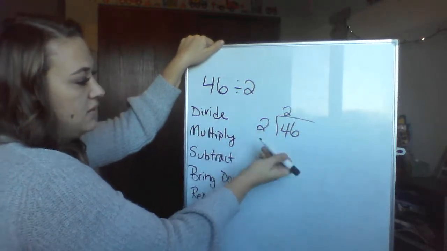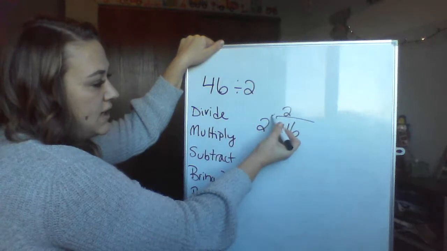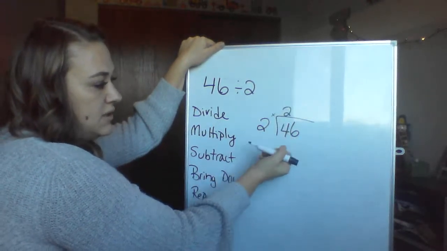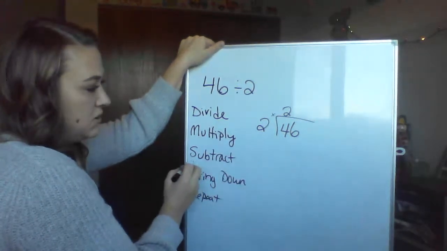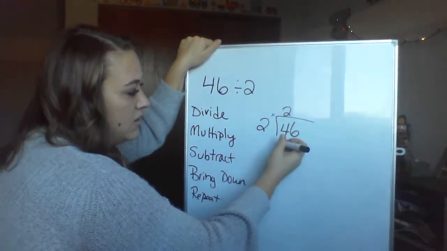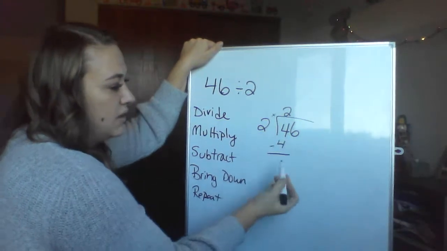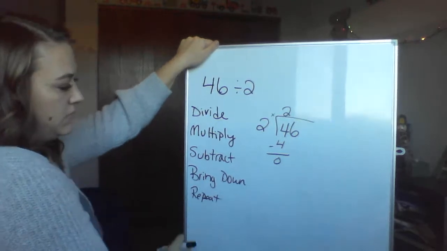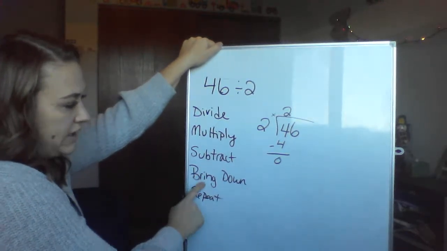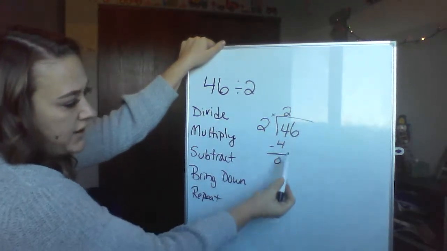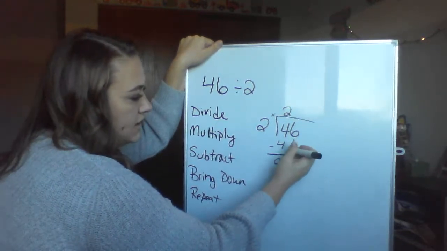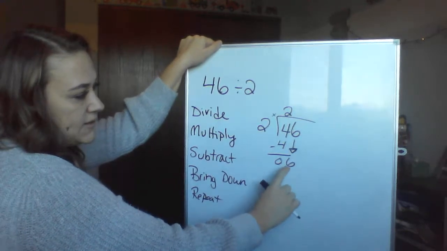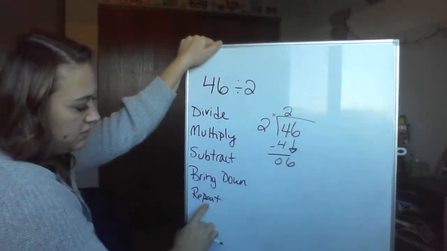Now I multiply. I'm going to take 2 times whatever I just put on my answer line. So 2 times 2 gives me 4. Now I'm going to subtract that from the number I divided into. So 4 minus 4 gives me 0. I just subtracted. Now I bring down. So whatever number I haven't dealt with yet, I'm going to bring that down.